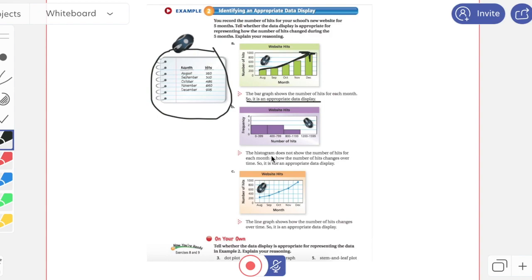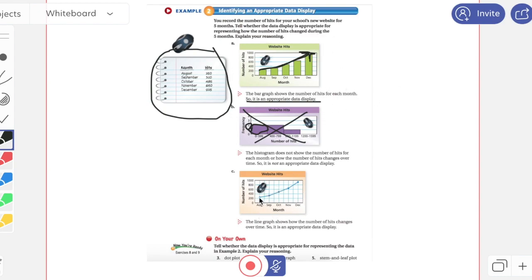What about B? The histogram here is showing the number of hits from, it looks like, okay, so how many, and see, this is already getting kind of confusing. This histogram does not show the number of hits for each month or how the number of hits change over time. It's not an appropriate data display. This looks like it's trying to show you the frequency of the number of hits. So how many times do you get hits from 0 to 399? How many times do you see over here a number of hits from 400 to 799? That's irrelevant. We don't like that one. That one does not show what we're trying to display.